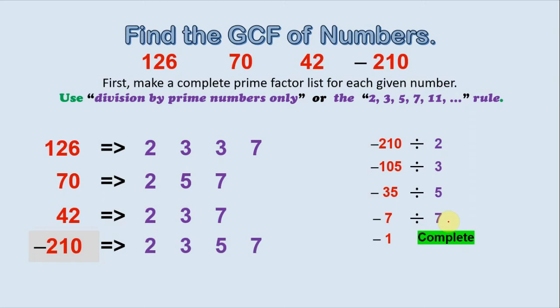At last, we just created a full list of prime factors for each of the numbers 126, 70, 42, and negative 210. The next step would be the encircling process. Encircle every factor which can be found common to all the numbers 126, 70, 42, and negative 210. Since 2 is a common factor for all the numbers, encircle 2.